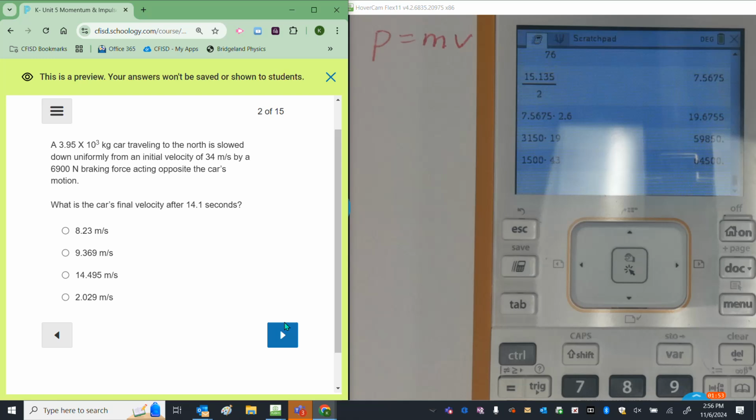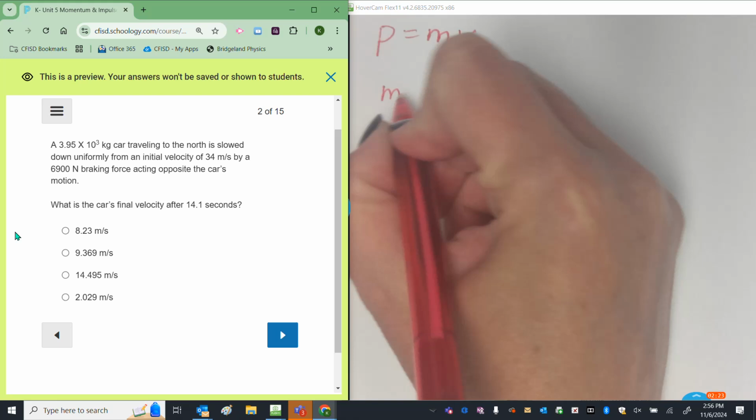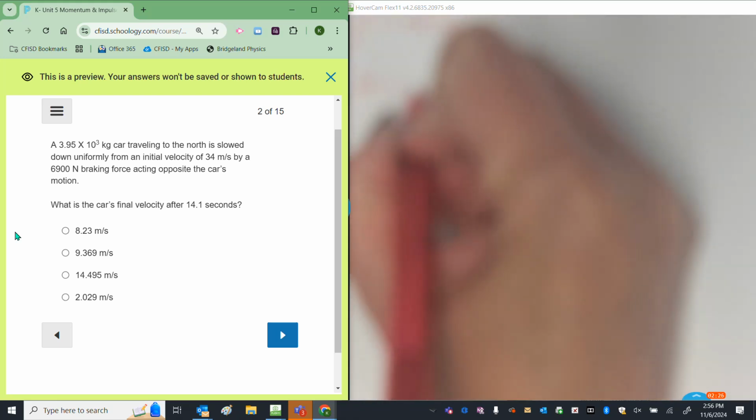The second question on mine says a 3.95 times 10 to the third kilogram car traveling north is slowed down uniformly from an initial velocity of 34 meters per second by a 6,900 Newton braking force acting opposite the car's motion. What is the car's final velocity after 14.1 seconds? I believe there is a question like this on the test, and you've seen this question before in the problem sets. So let's start by labeling the information that's been given to us so that we can better analyze it.